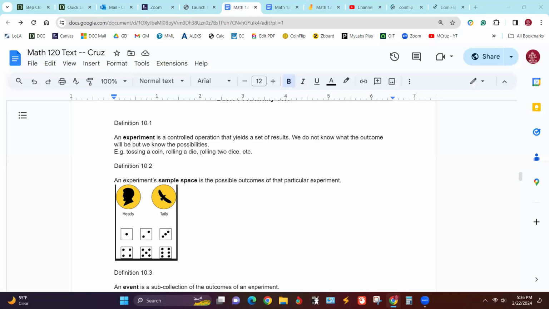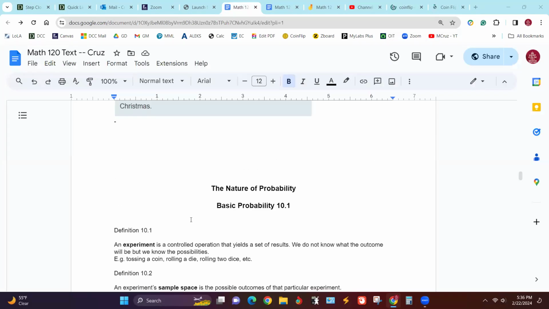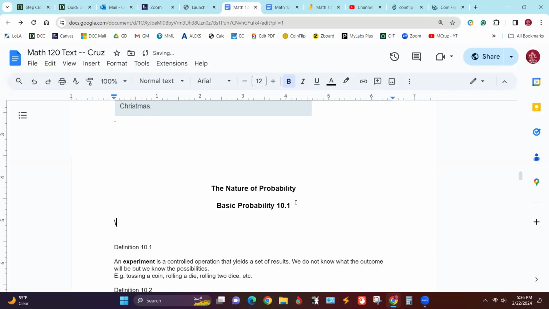So first of all, probability is just the study of how likely something is to happen. Probability is a way to quantify. In other words, we're going to give a number that tells us, from looking at it, whether something's a good bet to happen or not.